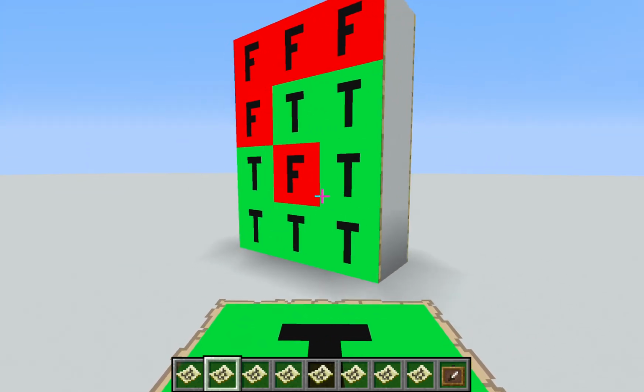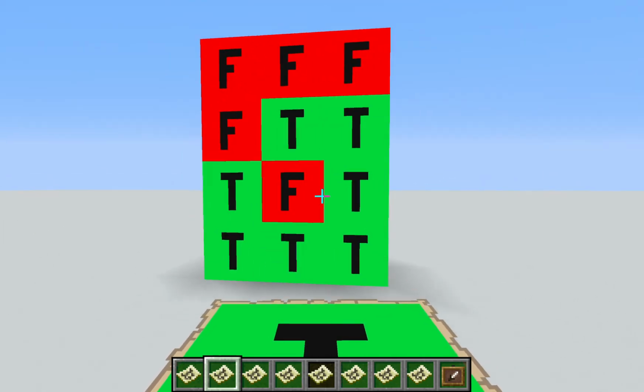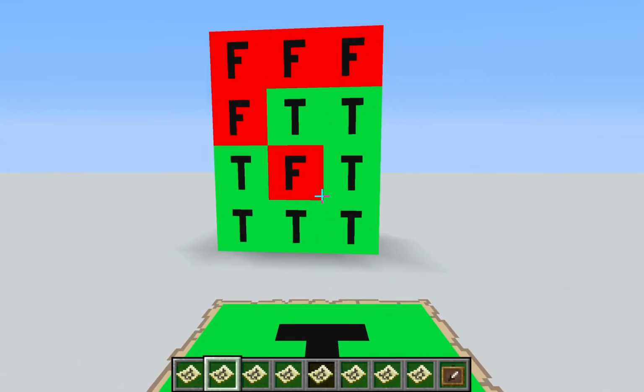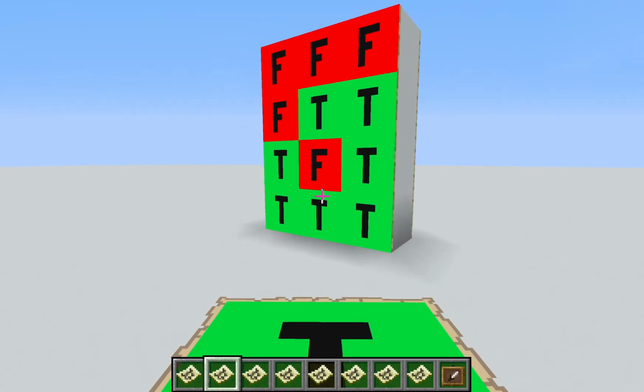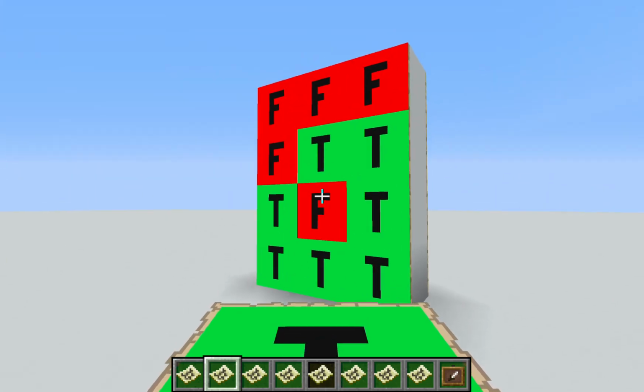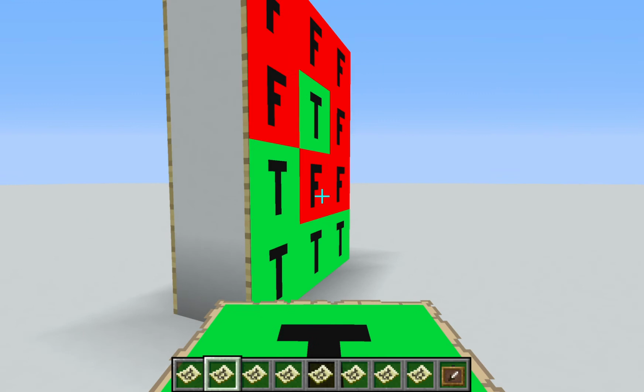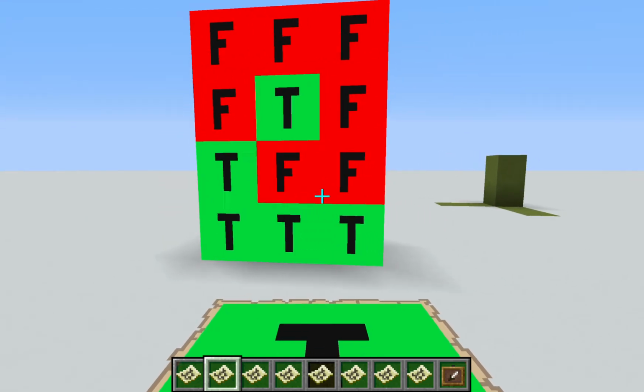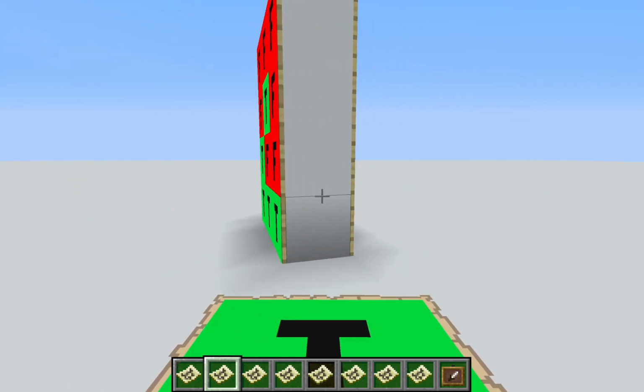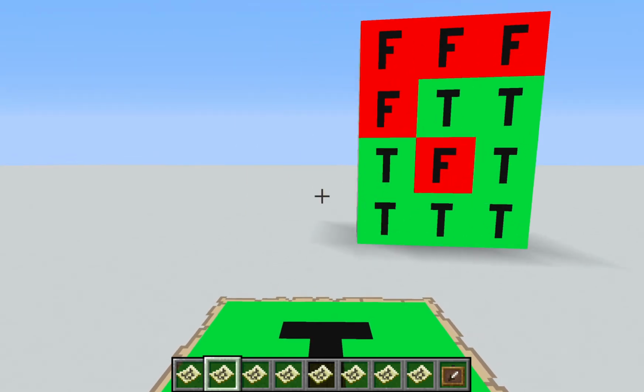So you see, it's kind of the upside down version of an AND gate, but negated. If that makes sense.